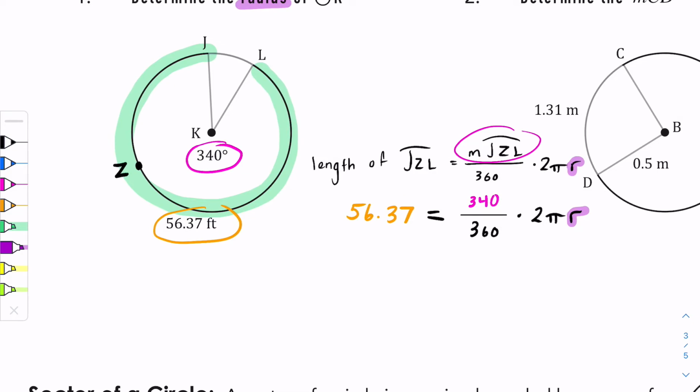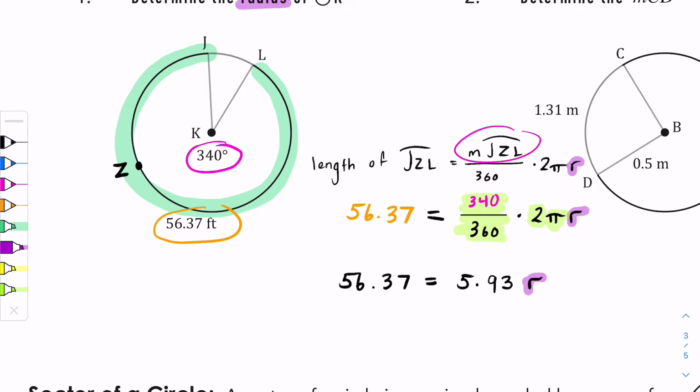In order to solve for r, on the right side of the equal sign, I'm going to multiply all of my values together except for the radius. So I'm going to multiply all of those values together. This leaves me with 56.37. When I multiply 340 divided by 360 times 2 times pi, using the pi key in my calculator, I end up with 5.93. And that's multiplied by r.